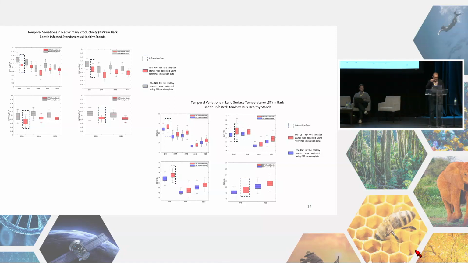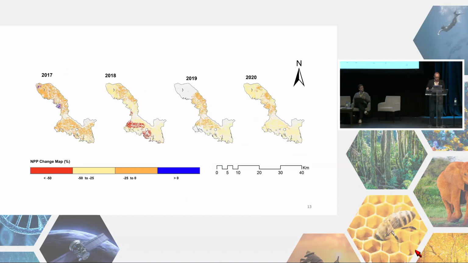For example, if we take the very first graph on the left side, you see that the infestation started in 2016, and the location of the infested stands has been used in the following years to explore how the NPP is changing over time from the time of the infestations. It's the same for the LST, and of course for the LST it is the opposite. You get higher LST when there is an infestation compared to when there is no infestation.